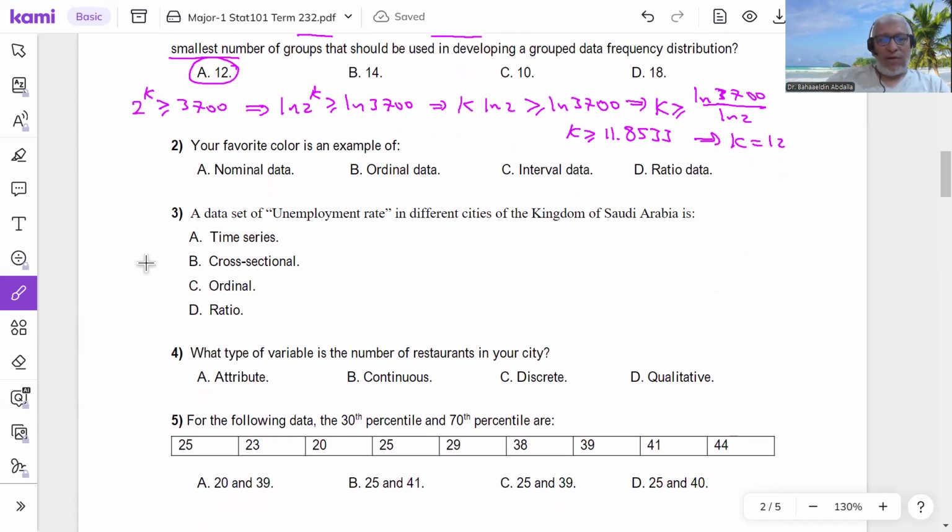Your favorite color is an example of. So color, what is it? Is it a nominal type of data, ordinal, interval, or ratio? Ratio and interval are for quantitative data when there are numbers. But colors, we will have yellow, blue, no numbers. So either ordinal or nominal. Ordinal when you can order the categories. So which color is first, which color is second. Of course, there is no such order for colors, so the answer is nominal.